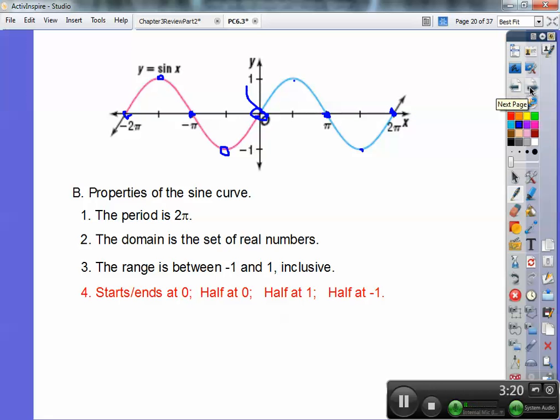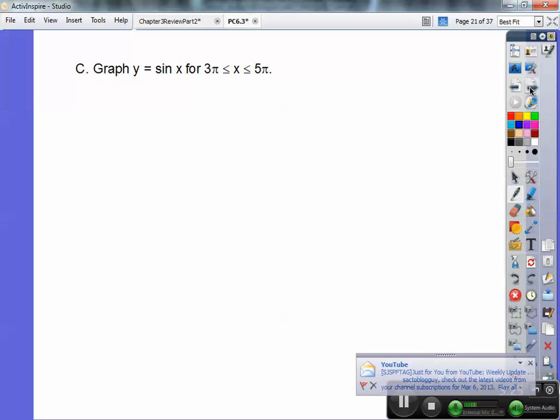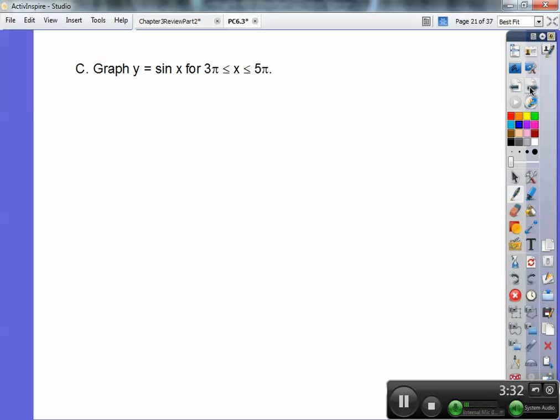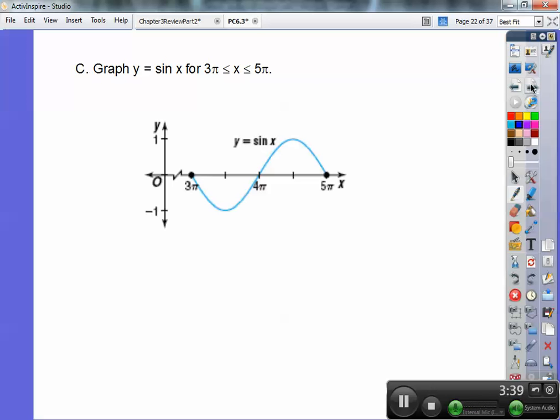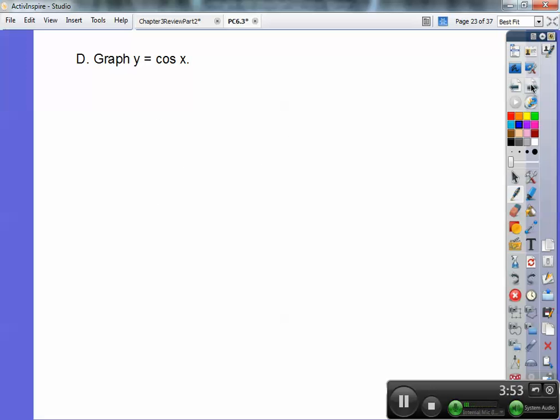So it just keeps going and going and going. I can go to the left forever and to the right forever. Okay, so here we're going to graph y equals the sine of x from the interval 3 pi to 5 pi. Okay? And so you just follow that cycle, and it goes from 3 pi to 5 pi, and that would be your graph right there. Okay, so just follow that cycle, starts and ends at 0, halfway at 0, halfway at 1, halfway at negative 1. Okay, so let's try y equals cosine of x.